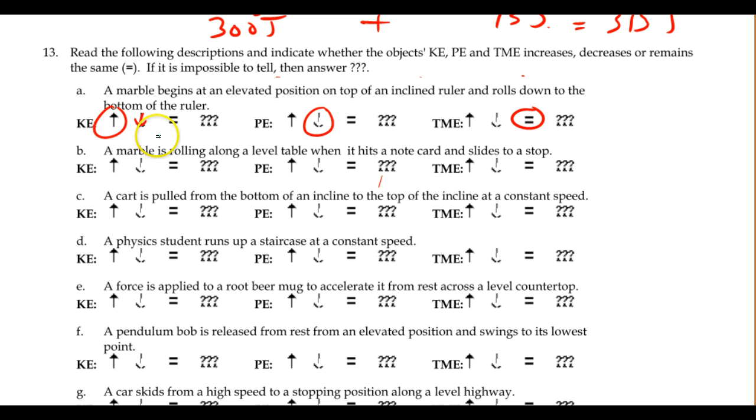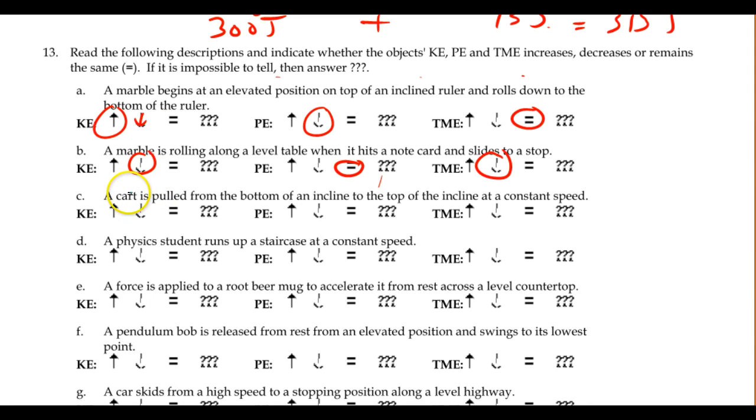Okay, a marble is rolling along a level table when it hits a note card and slides to a stop. The table is level, so the potential energy doesn't change, no change in height. But it slows to a stop, so we've lost kinetic energy, and that means we've got no gain in potential to counteract that. So that means the system is losing energy. The work of the force from the note card is causing it to stop.